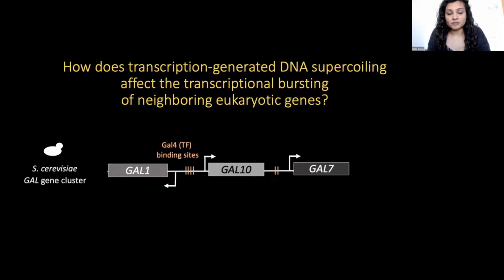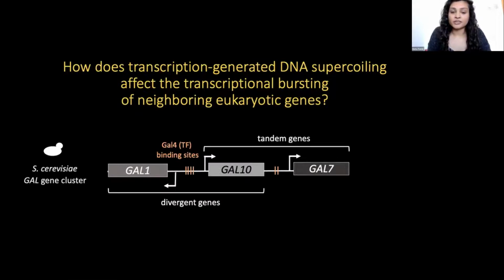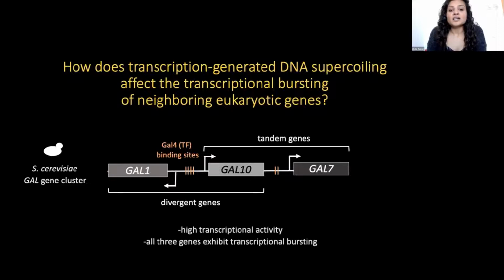So to study this question, we're focusing on the GAL gene cluster in budding yeast, which is composed of 3 genes that are all well studied and highly regulated by the same transcription factor, Gal4. Within the locus, GAL1 and GAL10 are divergently oriented, and GAL10 and GAL7 are tandemly oriented. This locus is an ideal model system because all 3 genes are highly expressed, which means that high amounts of supercoils are being produced at this locus. All 3 genes exhibit bursting, and the intergenic distances are 700 base pairs, which is within the 1.5 kilobases that supercoils have been reported to propagate.